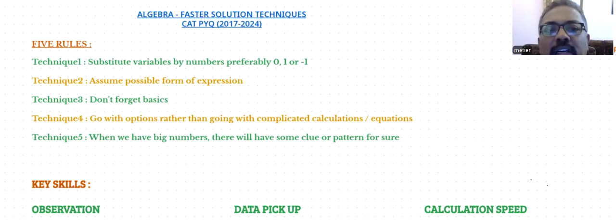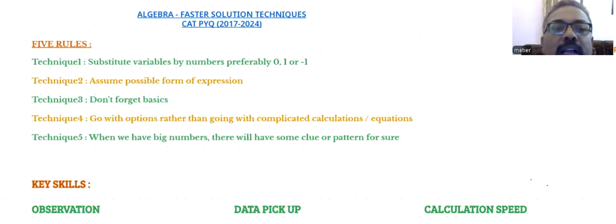Technique one, substitution method. If you have some variables in the questions and you know that in the options also you have variables like A, B, C, D, X, Y, Z, P, Q, R, then you can easily go with the substitution method. And for substitution, the best number that we can have will be either 0 or 1 or -1.